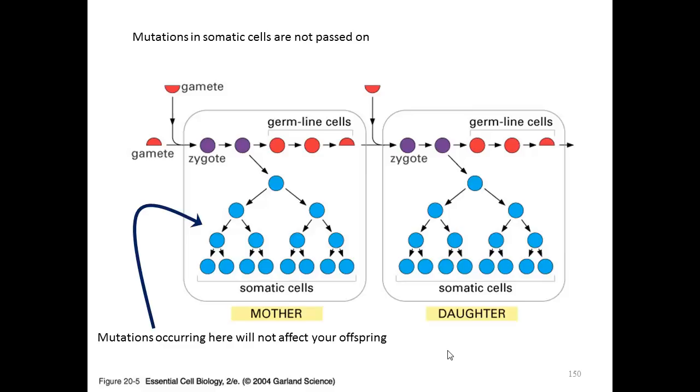In terms of mutations that get passed on to your offspring, it's only mutations that occur in the germline cells that affect your offspring. And in your adult body, in your somatic cells, a mutation occurring here may be very deleterious to your health, but it will not be passed on to your offspring.